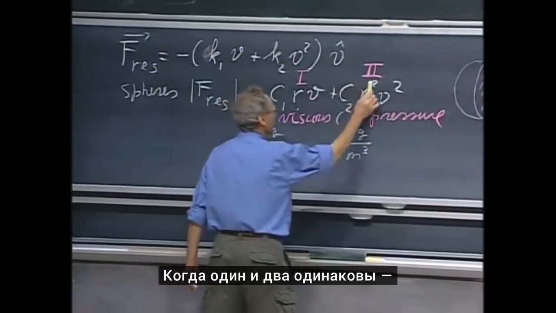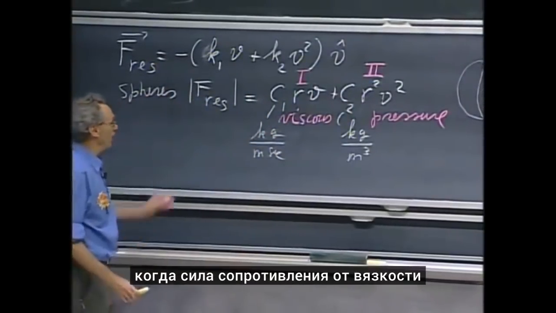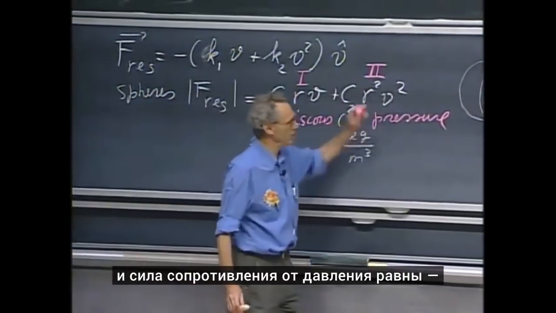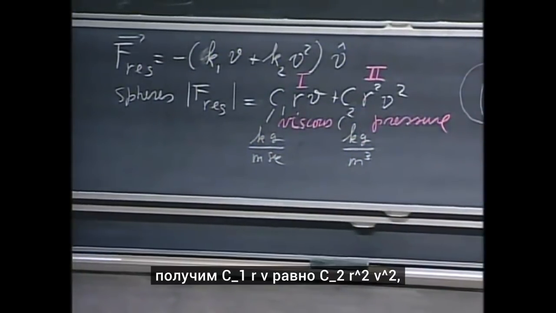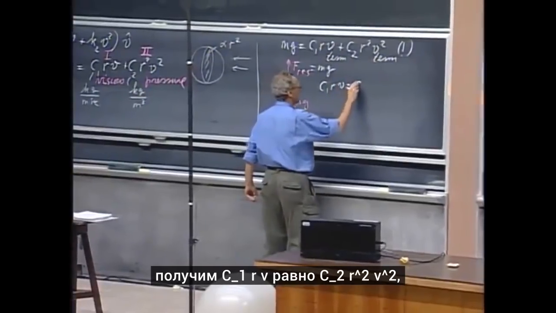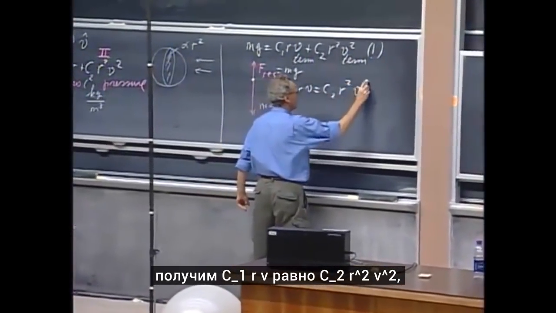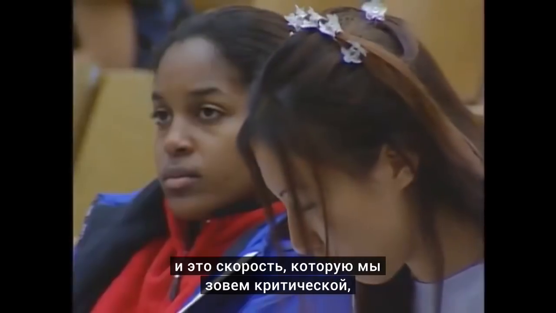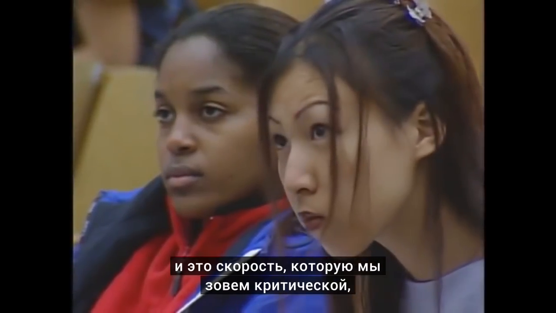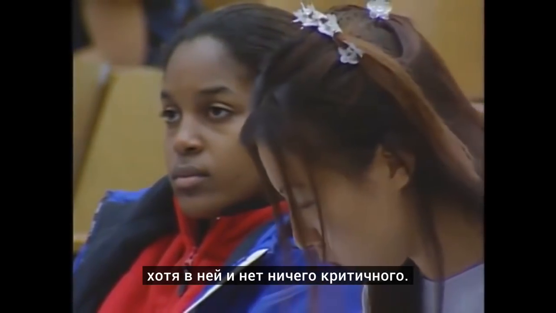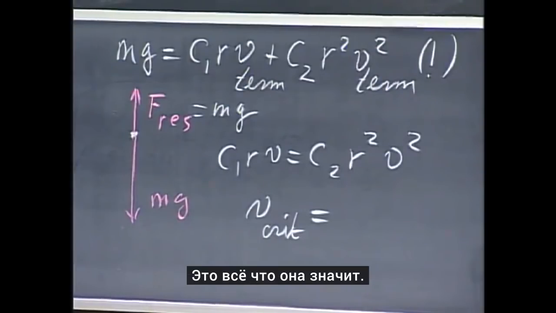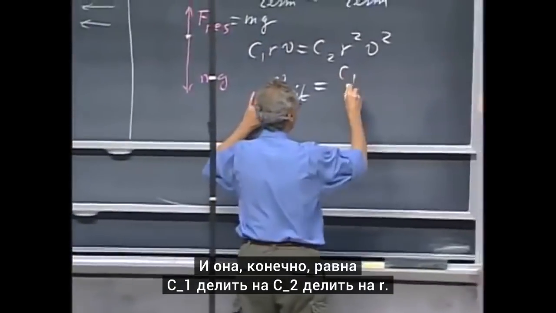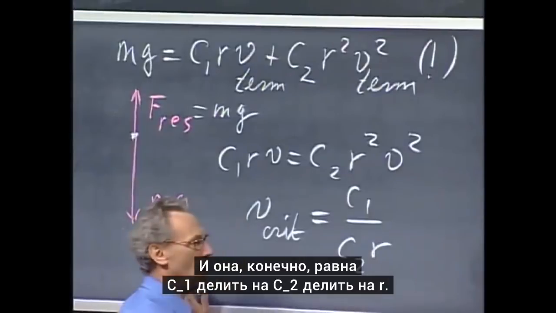Where 1 and 2 are the same, where the force due to the viscous force and the pressure force are the same, we can make these terms the same. So you get c1 rv equals c2 r squared v squared. And that velocity we call the critical velocity, even though there is nothing critical about it. It's not critical at all. It's simply the speed at which the two terms are equal. That's all it means. And that is, of course, then equals c1 divided by c2 divided by r.